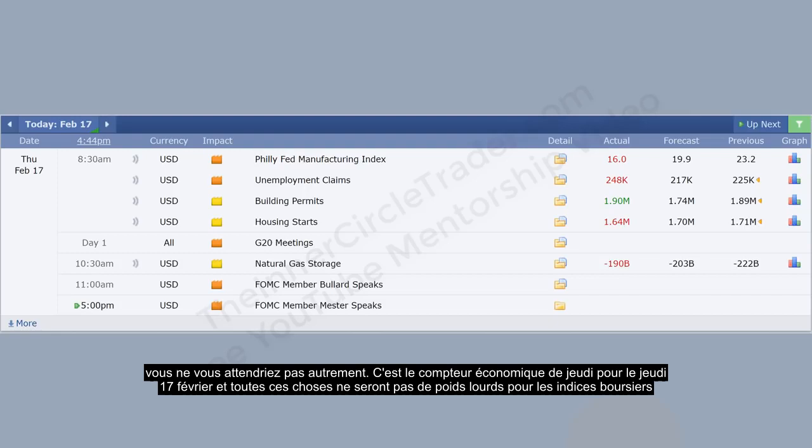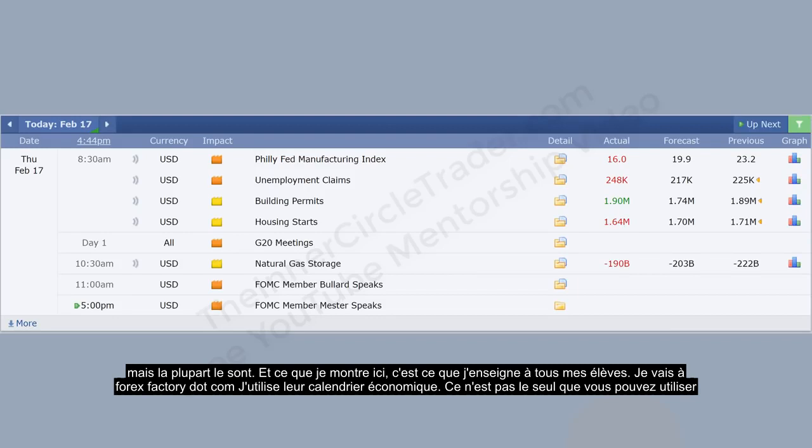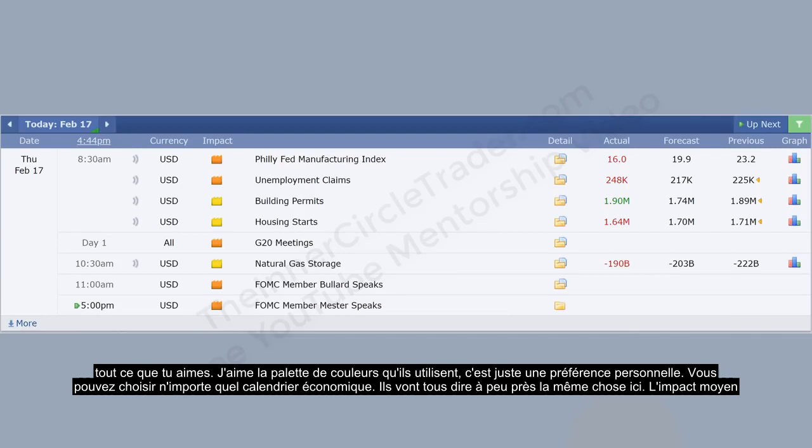This is Thursday's economic calendar for Thursday, February 17th. And not all of these things are going to be heavy hitters for stock indices, but most of them are. And what I'm showing you here is what I teach all my students. I go to forexfactory.com. I use their economic calendar. It's not the only one you can use. It's whatever you like. I like the color scheme they use. It's just a personal preference.